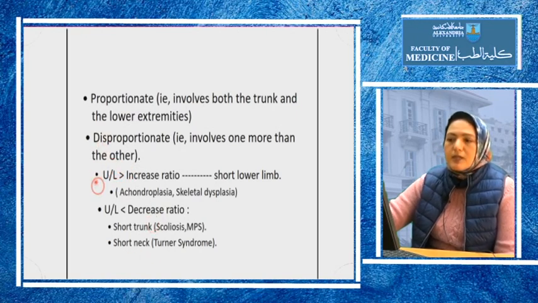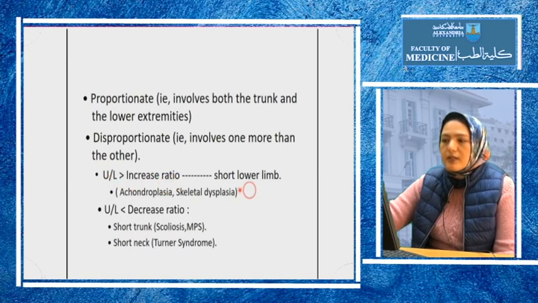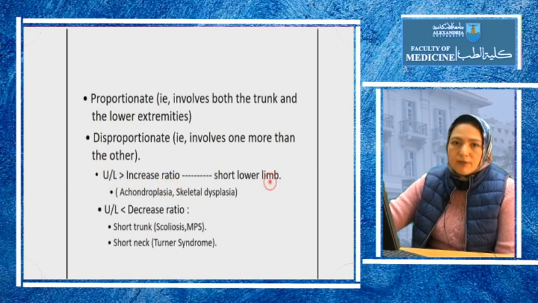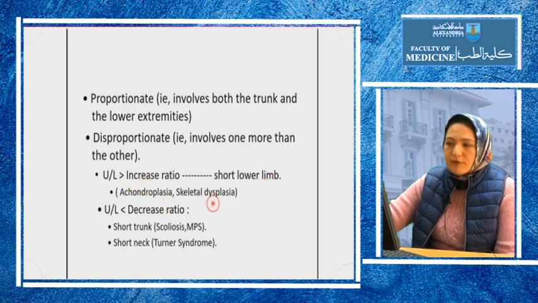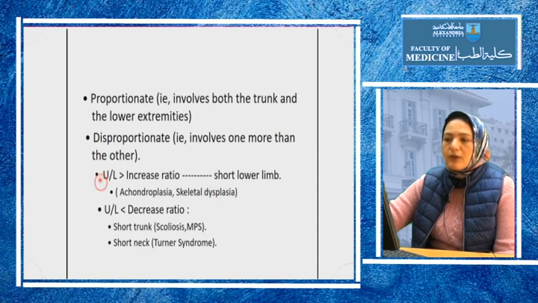If the upper segment is more than the lower segment, this is increased ratio, and we see this in cases of short limb affection, in cases of achondroplasia or skeletal dysplasia. As we mentioned before, the patient has normal trunk, however short limbs, so the limbs are affected more than the trunk. The patient has increased ratio.